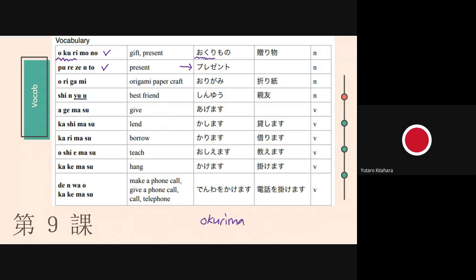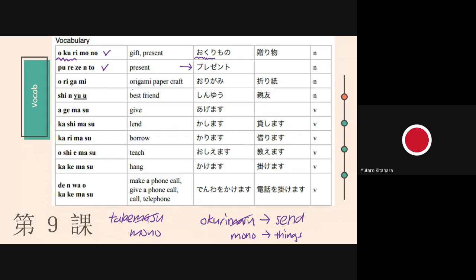Okurimasu, it's send. Mono is things, right? So things that you send is present. Just like tabemono also. Tabemasu is eat. Tabemono is things that you eat, which is food. That's roughly the pattern to it. Usually you can use either okurimono or presento, though. It's okay.